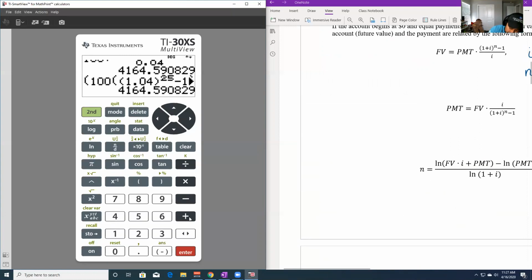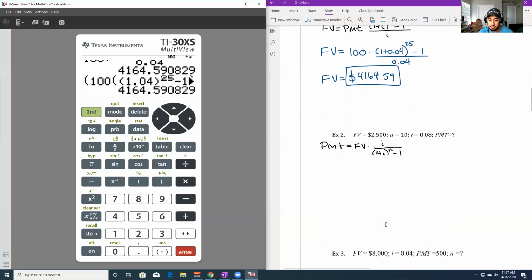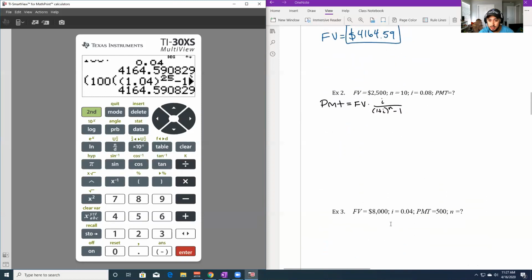So again, give me a second. So payment equals future value times I over 1 plus I to the n minus 1. Okay. Now come down here. There's the formula that I wrote. And let's solve it. They're already giving us the pieces.